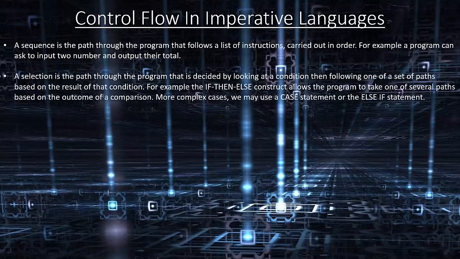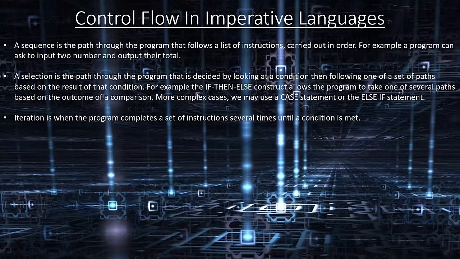A selection is the path through the program that is described by looking at a condition, then following one set of paths based on the result of that condition. For example, the if, then, else construct allows the program to take one of several paths based on the outcome of a comparison. In more complex cases, we may use a case statement or the else-if statement.